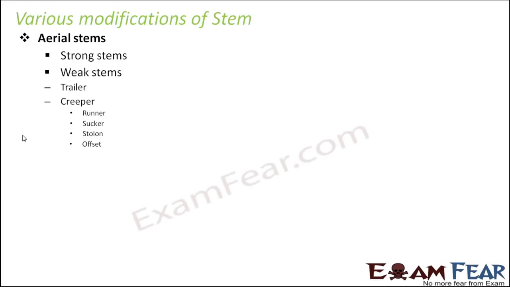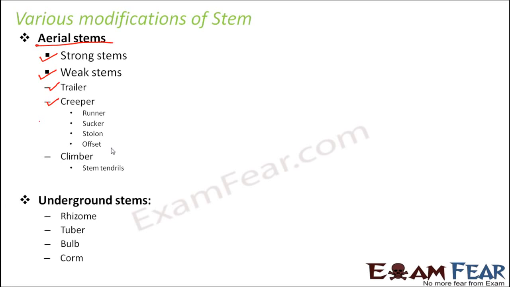Now I am very sure that you might be getting very confused that we have so many sub-classifications, again sub-sub-classification, even sub-sub-sub-classification. Now how we are going to study is we will first talk about the aerial stems in detail. In that we'll have two types, strong and weak. In weak we'll again have trailer and creeper. In creeper we again have all these four. So basically we are going to discuss each of these in detail. We also have another type called climber. So this is all about the aerial stems.